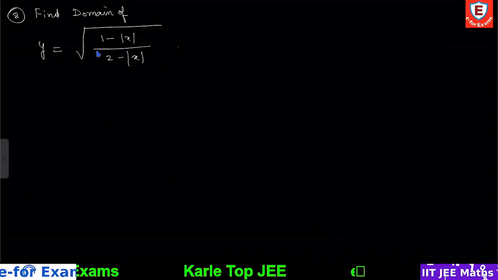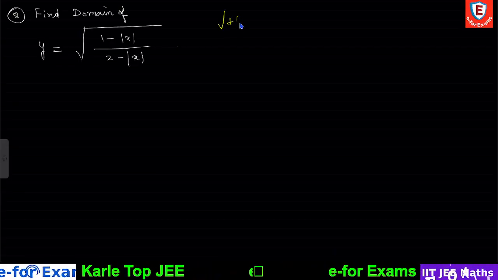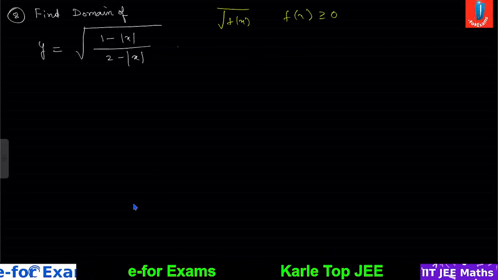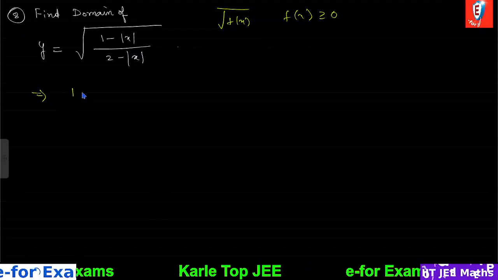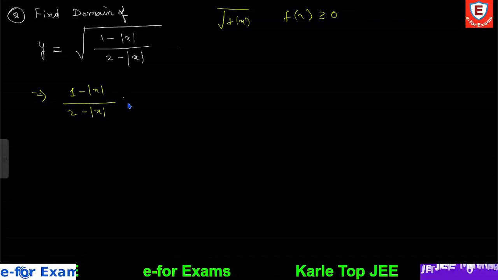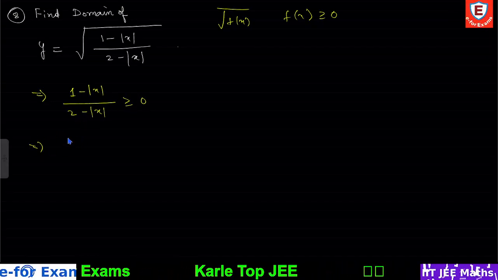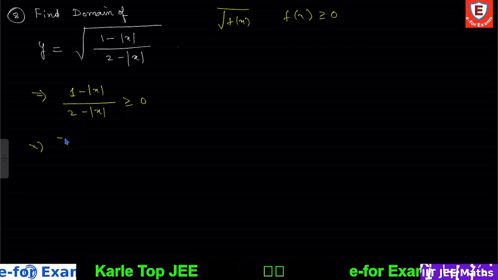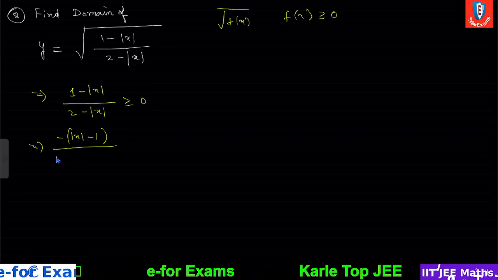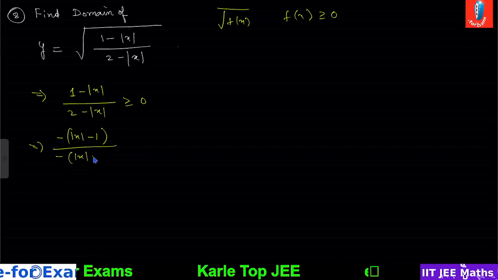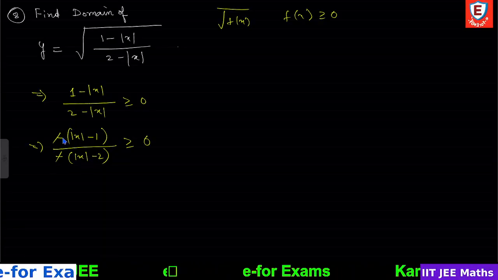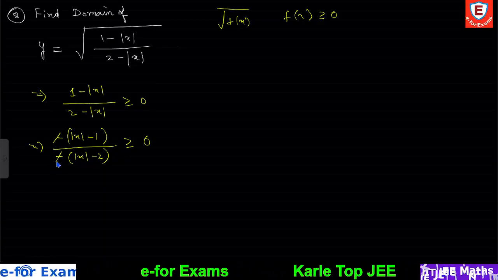Here, the given function is of the format root over f of x, then f of x should be greater than or equal to 0. We are going to use that. Now, this implies (1 minus mod x) divided by (2 minus mod x) is greater than or equal to 0. This implies you can take minus common, minus 1, from the denominator also. Minus common, so minus minus cancel. There's no multiplication involved. Here, numerator minus and denominator minus, they cancel out.